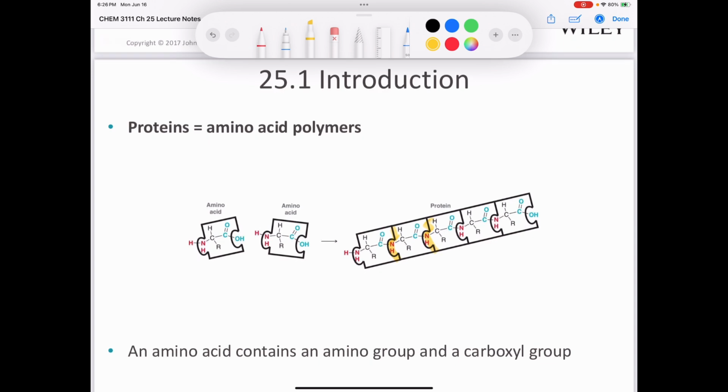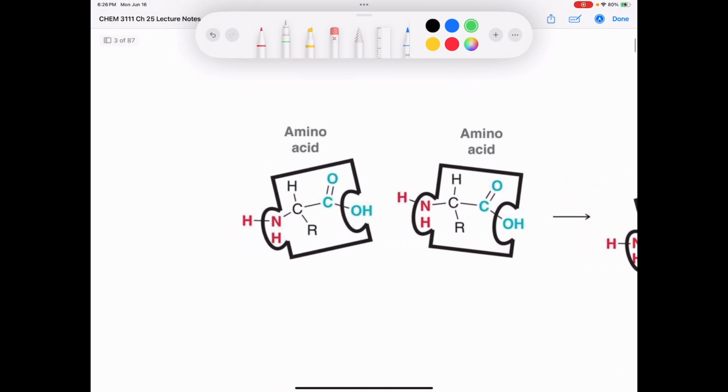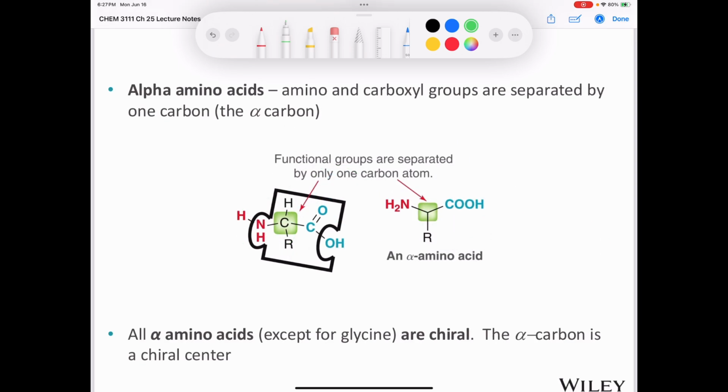Now, if you're astute, which I know you all are, you probably noticed that the amino acid has an amino group, right? And it also has a carboxylic acid, hence the name amino acid. The amino acids that we're going to be interested in our class are called alpha amino acids. And an alpha amino acid means you have an amino and a carboxyl group separated by only one carbon, okay?